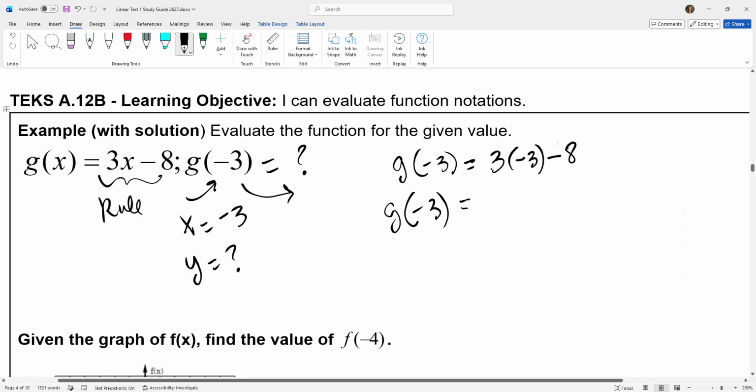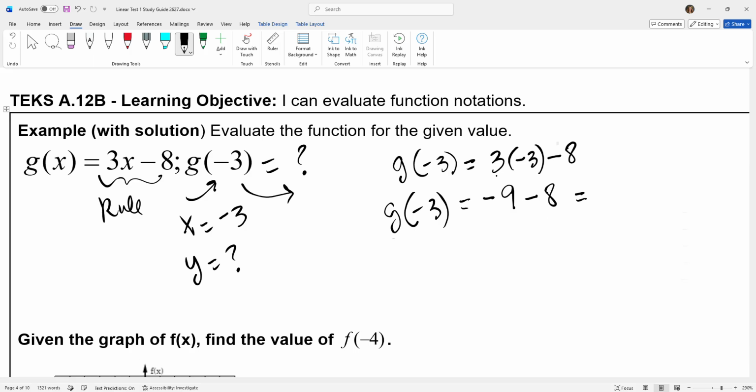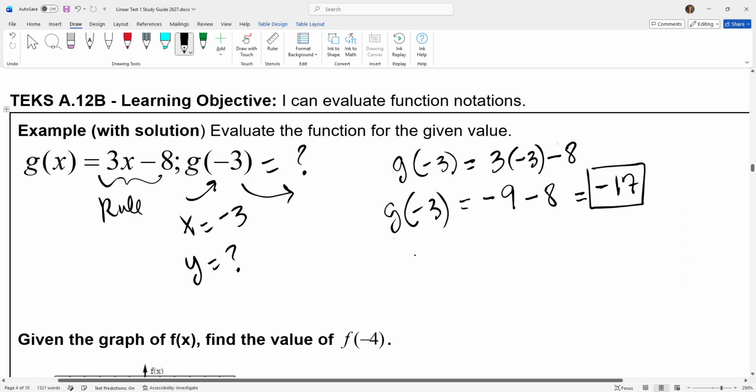This is a positive 3 times a negative 3, which is going to give me negative 9. We're going to bring down the negative 8. We've got 9 bad guys. We've got 8 more bad guys. So that means I'm going to have all bad guys left, so we combine all of those bad guys together. That's going to give me negative 17. So g of negative 3 is equal to negative 17.